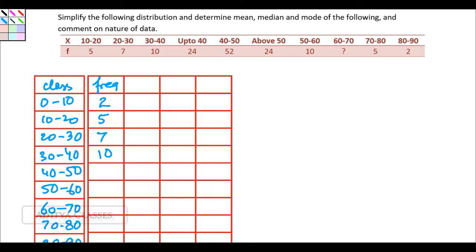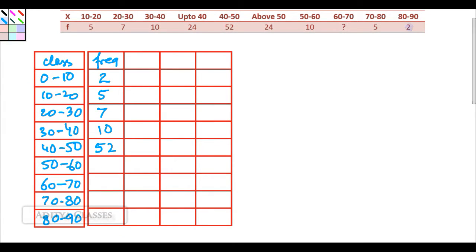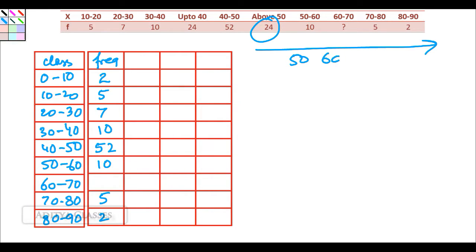Now then 40 to 50 we have a 52. Then we have above 50, 24. 50 to 60, okay, we have 50 to 60 as 10, no issues. 80 to 90 is 2, 70 to 80 is 5. Now look at this 24. It is above 50. Above 50 means everything in this direction, that is 50 to 60, 60 to 70, 70 to 80, 80 to 90, all this.